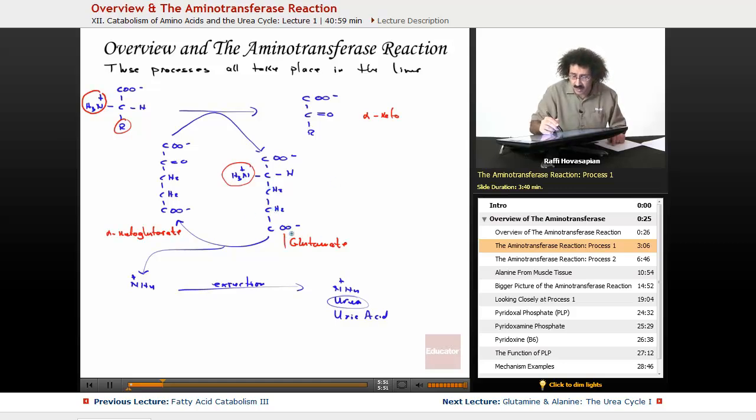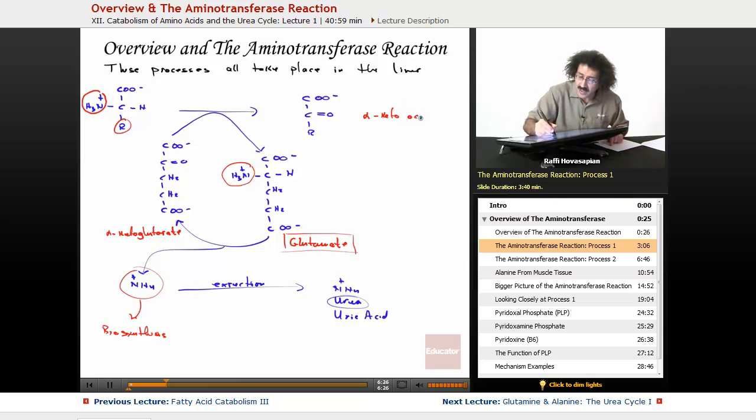So glutamate is a central molecule in all of the processes that we're going to be describing that take place in the liver. Glutamate is the place where the amino groups are held until they are further processed. In the process of going from glutamate back to alpha-ketoglutarate, this amino group is released as NH4. Now, some of this is used for biosynthesis, and the rest is excreted. It enters the urea cycle, which we'll discuss in a little bit. So that's all that's going on here.